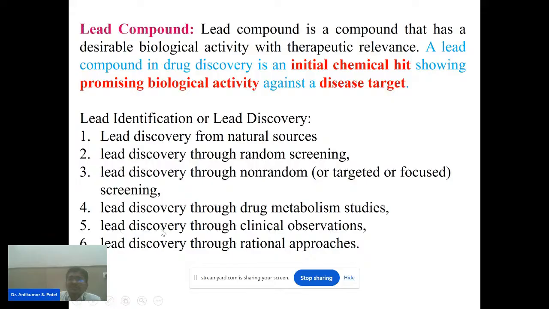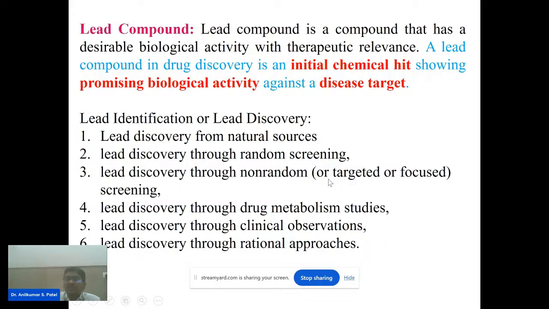Then the fifth one is lead discovery through clinical observations. Clinical observations means that during the clinical trials, we can identify which particular part of the molecule is responsible for the compound's biological activity. That can become our lead molecule, and that can help further drug discoveries. And then, lead discovery through rational approaches means we can identify any compound by rational approaches. Rational means focused and targeted approaches.